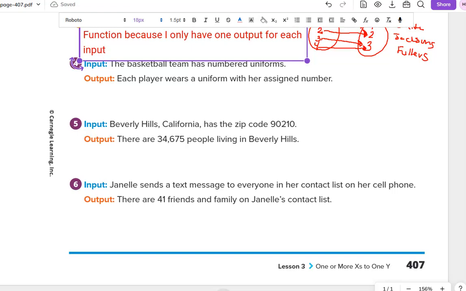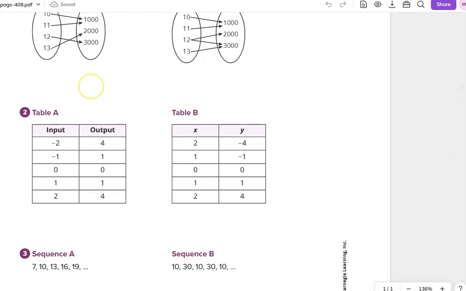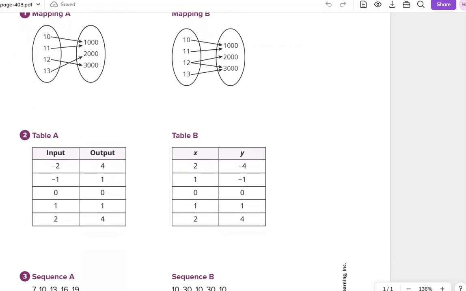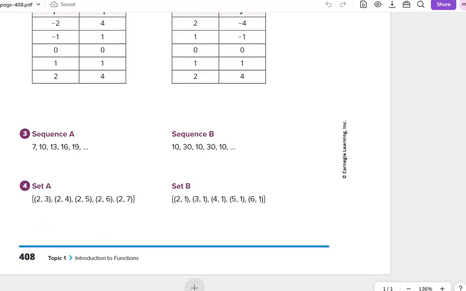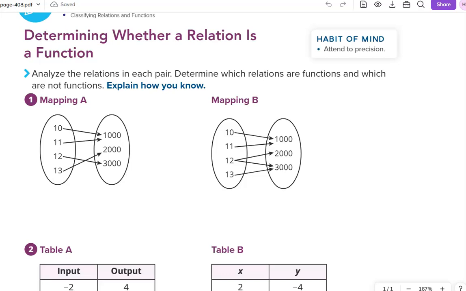116. Go ahead and turn to that page. Okay, this is the last page we're going to do. I'm going to do 1A with you: mapping A, table A, sequence A, and set A. And then you're going to do mapping B, table B, sequence B, and set B on your own. And then we'll check it on Monday. Okay, so it says analyze the relations in each pair. Determine which relations are functions and which are not functions, and explain.